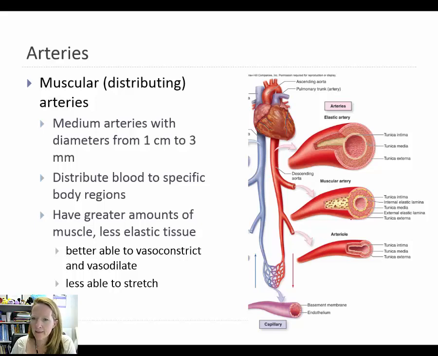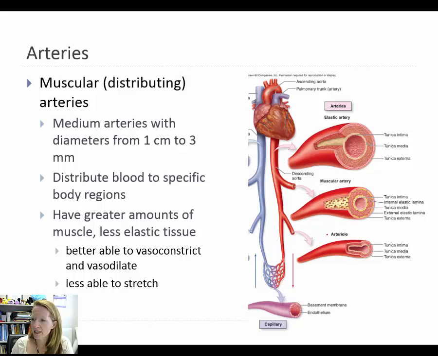As you can see, these muscular arteries are going in and diving into the different body regions. They're diving into the different organs, like the muscles. These are going to be ones like the radial and brachial arteries, things like that. They are, of course, going to be smaller in diameter, but they are going to have greater amounts of muscle and less elastic tissue. They are really good for vasoconstriction and vasodilation, but have less stretch. So they're mainly there to distribute the blood to the different body regions and different tissues.